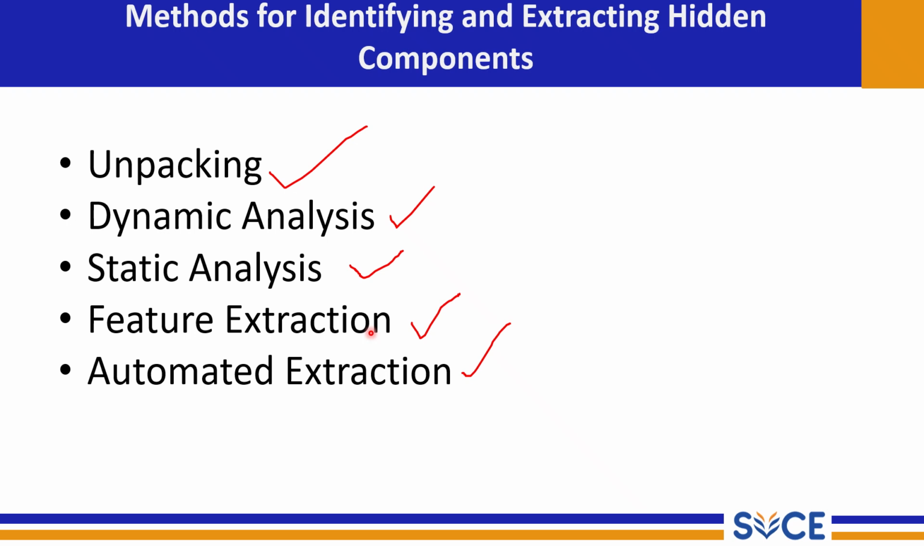The importance of identifying and extracting hidden components is, first, that it is crucial for understanding the malware functionality, as it reveals the true purpose of the malware. Second, developing effective detection methods or creating more robust defenses against the malware. And third, improving security measures, like identifying vulnerabilities and implementing preventative measures. So all of these come under identifying and extracting hidden components.